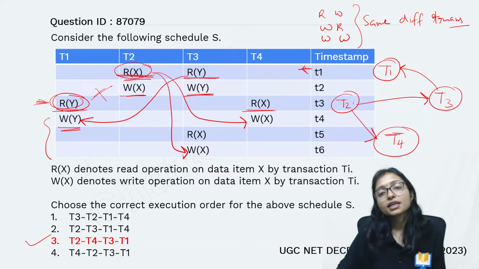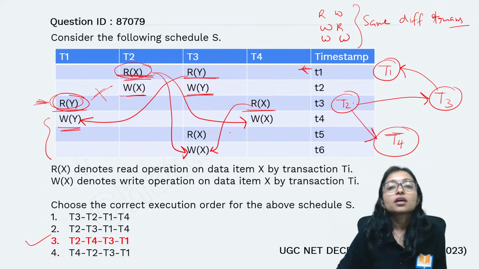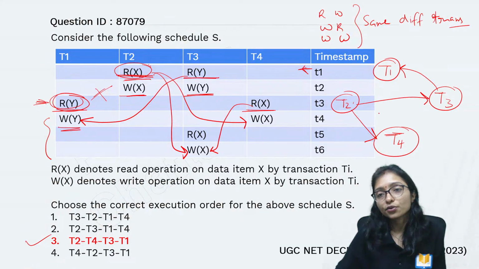Here, whenever you are checking read X, is anyone doing a write operation after this? This one is doing a write operation on X. That's why from T4 to T3 there is an arrow.